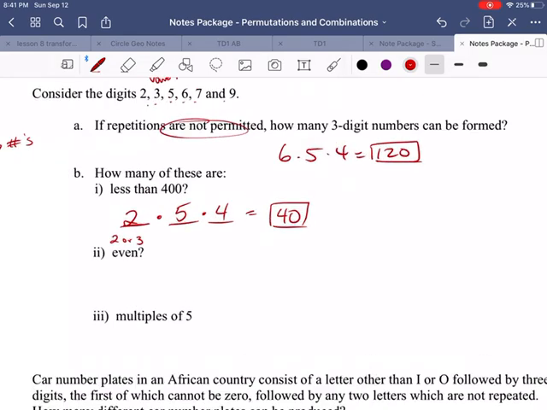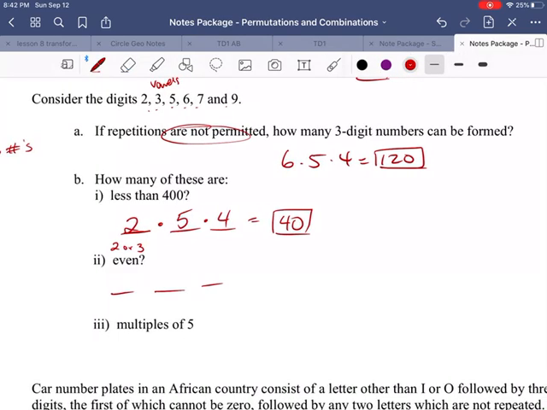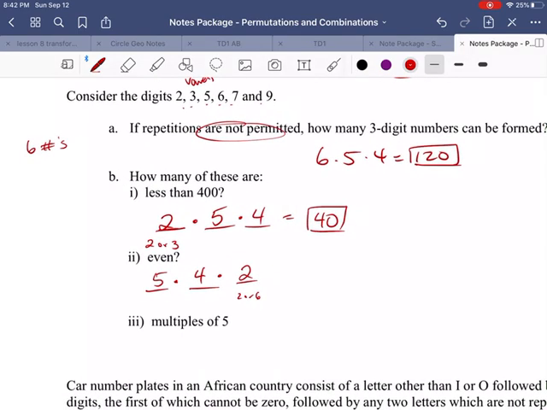And what if they're even? All right, well, what are the even digits there? So you could have a 2 or 6. So this is kind of the same, doing this backwards. If they're even, the last digit has to be 2 or 6. All right. So there's two options there, and then 5 and 4. Okay, we've used one of the 6 numbers for the end. That means we have 5 for the first spot and then 4. So again, there's 40 ways to do that.